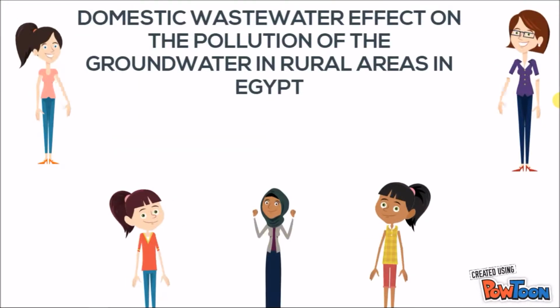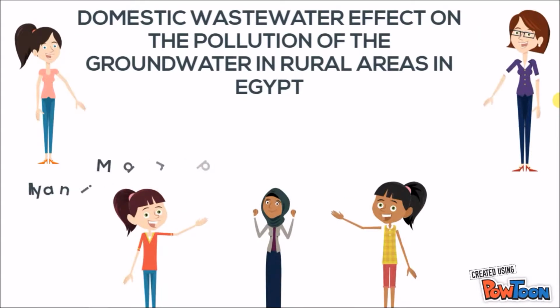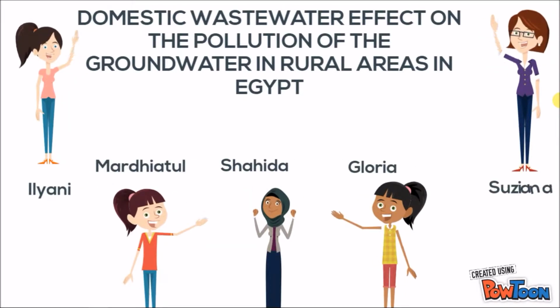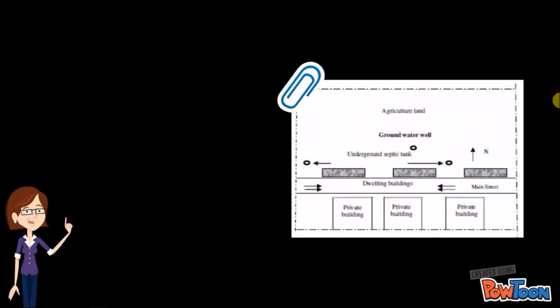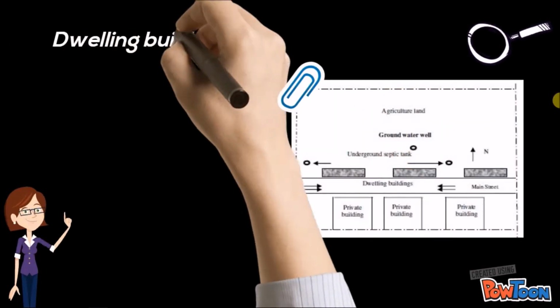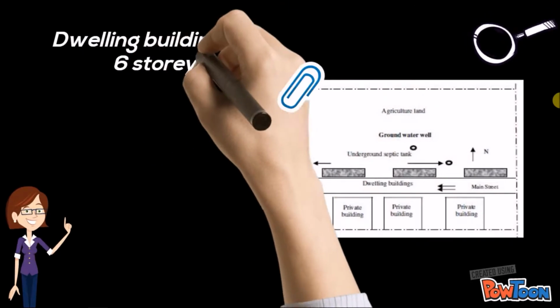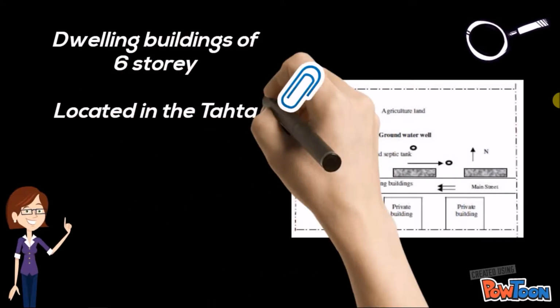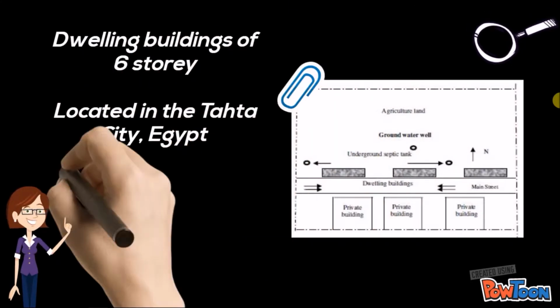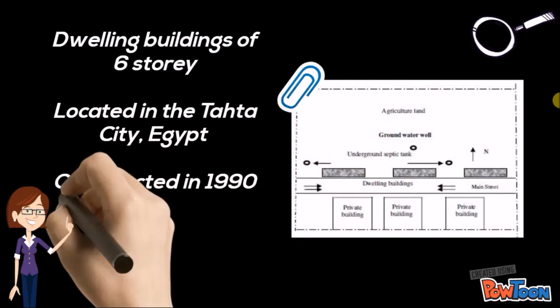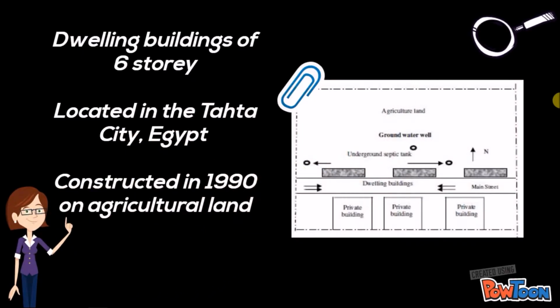Hello and guten Tag. Our case study is on groundwater contamination due to domestic activities. The case study was done at Tata City, Egypt. The study area consists of 6-story dwelling buildings. The dwelling units were constructed on agricultural land and the construction took place in 1990.